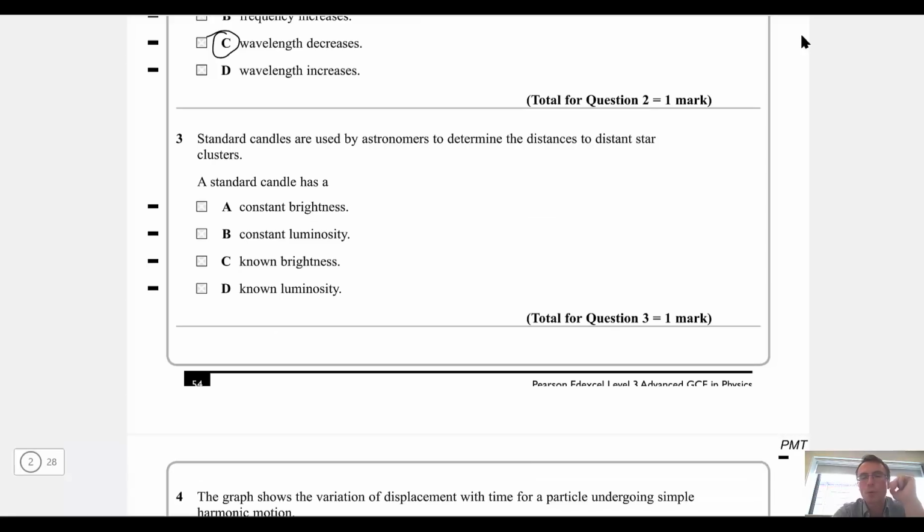Question 3. Standard candles are used by astronomers to determine the distances to distant star clusters. They're known for their known luminosity.